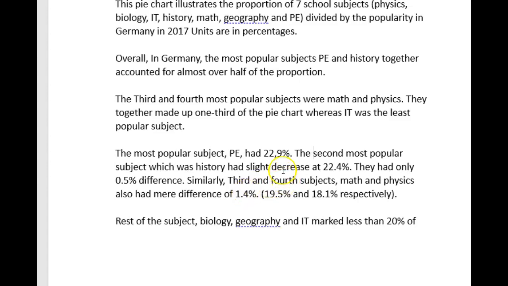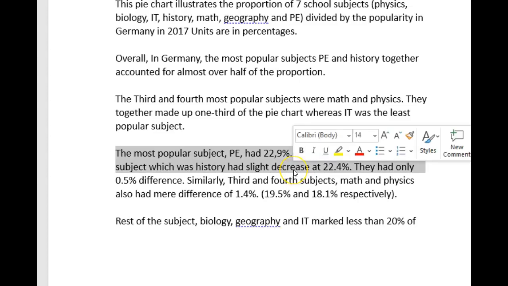So what that means is that the language you have to use is different. You're going to use the language of comparison in a static chart like this. You're not going to use the language of increasing, decreasing, declining, whatever. So the second most popular subject, which was history, had slightly less. That's a word of comparison.